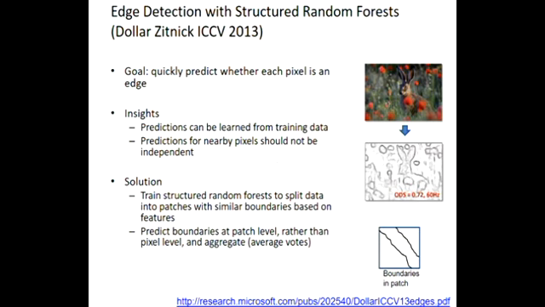So what they do is they train this random forest, which is a set of decision trees that splits the data into different patches that have similar boundaries. And this is an example of a patch that's drawn from some image and the ground truth boundaries. Then, depending on your features, you'll fall into some portion of the tree that will correspond to a bunch of boundaries that are similar to each other. You average those boundaries, and that gives you your edge prediction.